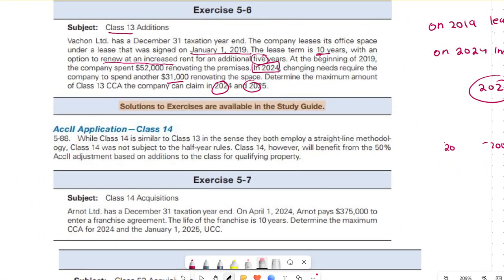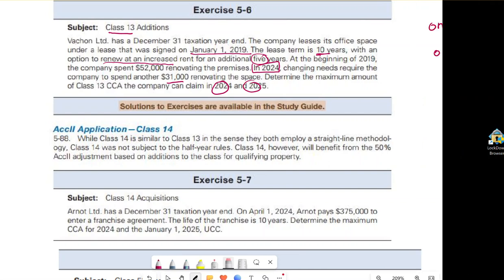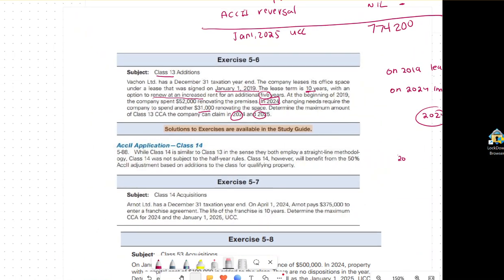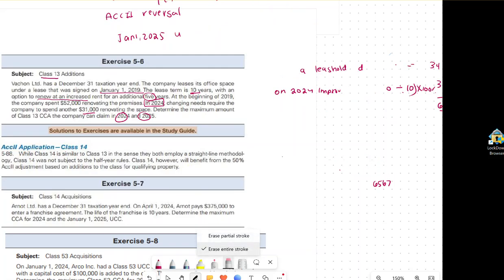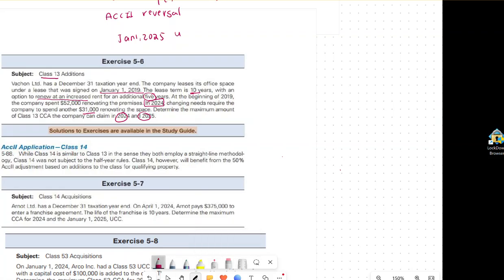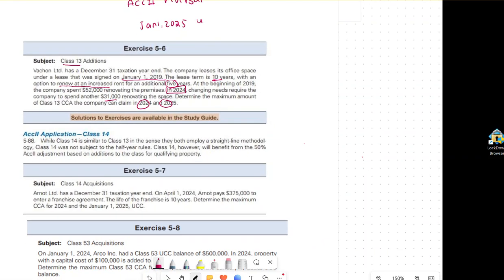So let's go to our next one. What is my next one telling us to do? Let's erase this because I needed to erase it. So next, what we have is the accelerated application for class number 14. So we're dealing with class number 14.